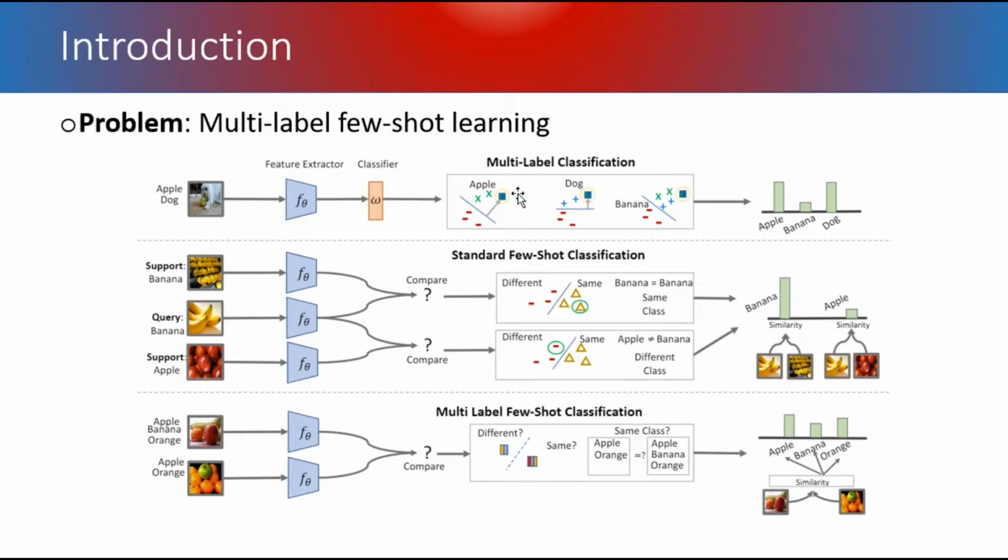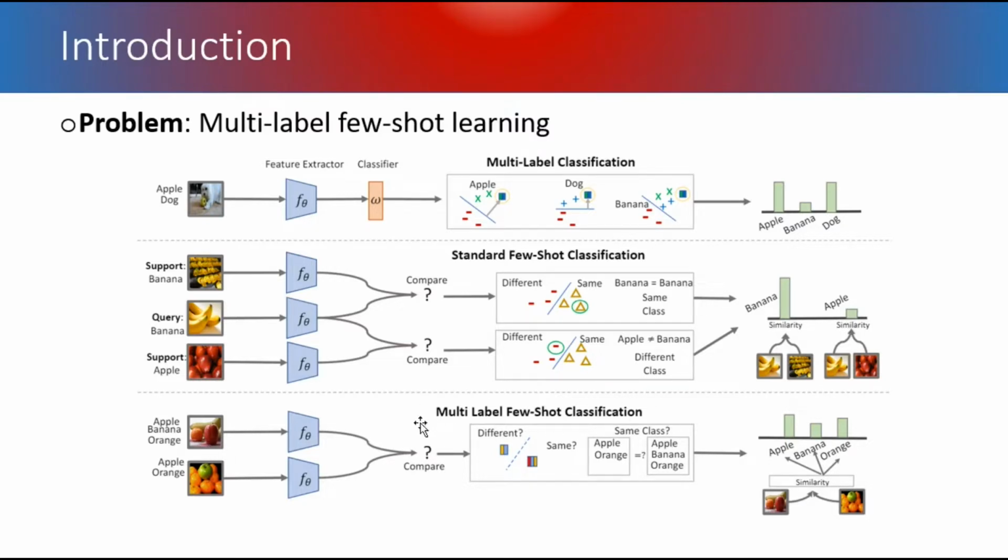In multi-label classification, you are given one image with multiple objects and you want to discriminate these two objects from the other classes. For instance, this prediction has high scores for apple and also dog. But in standard feature classification, you have a support set that contains banana and apple. You also have a query image, which is banana here, and you want to compare and calculate the distance, for instance. You will get a high similarity score between banana in the support set and in the query image, but low similarity in comparison to the apple.